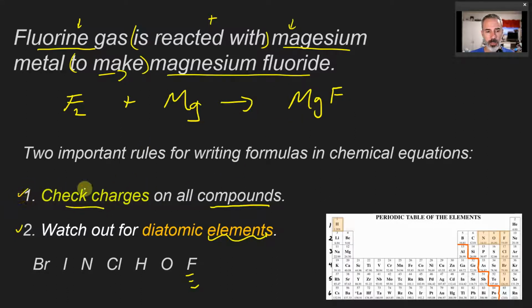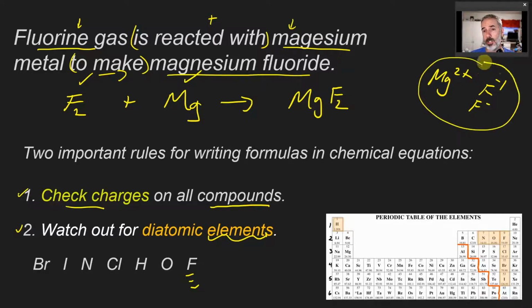So let's do that. So we've already finished these 2. I'm going to put my check marks above them. But this one, I got to check charges. Mg is 2+, because it's right there. Fluoride is right there. It's in the -1 column. Do I need more magnesium or fluorides? I need more fluorides. And what's my formula going to be? MgF2. Very good. So it did turn out to have a 2 there, but not because it was a diatomic element, but because I checked charges.